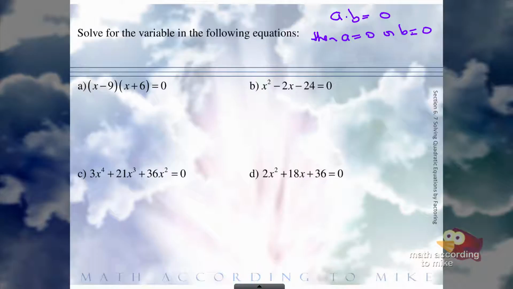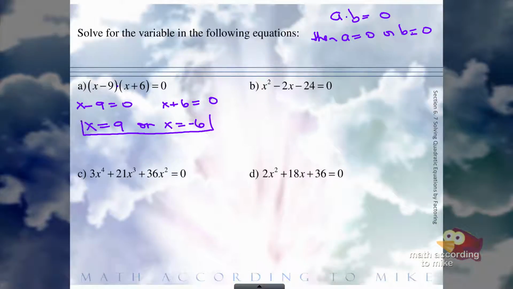So if x minus 9 times x plus 6 is 0, that means x minus 9 is 0, or x plus 6 is 0. If x minus 9 is 0, that means x equals 9. Or if x plus 6 is 0, that means x is negative 6. So the two values for x that solve the equation are 9 and negative 6.